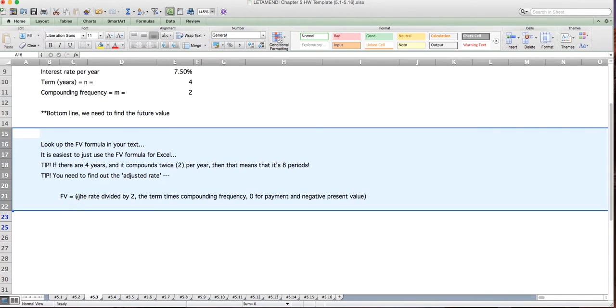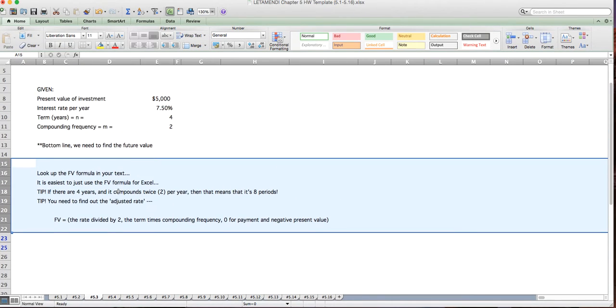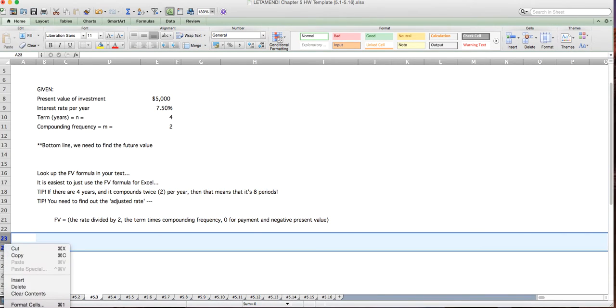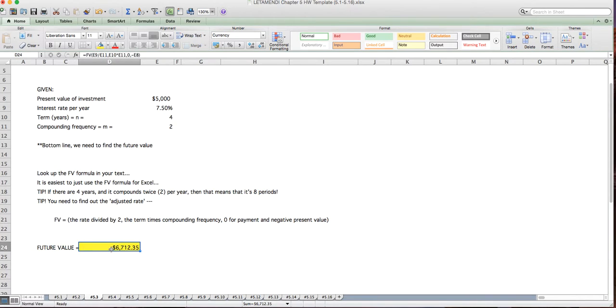So the way that the future value formula is going to look, let me zoom out here a little bit, is going to be the rate divided by 2, because we need to know what the rate is for each compounding. Then the term, which is 4, times the compounding frequency, 0 for the payment, and then a negative present value. All right, so let's unhide this. And then for future value, you get 6,712 and 35 cents, which coincides with what's in the back of the book.